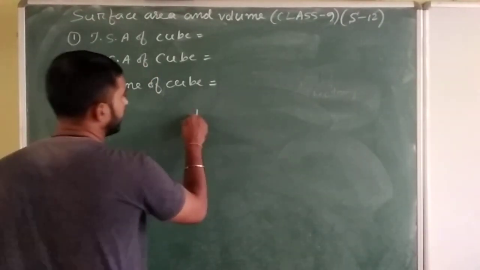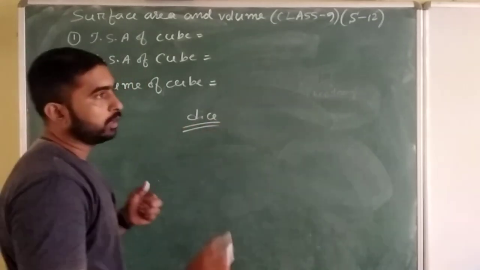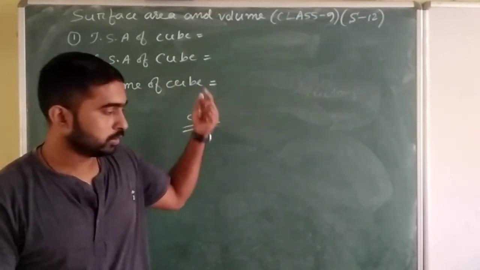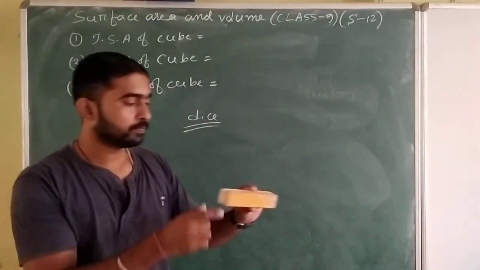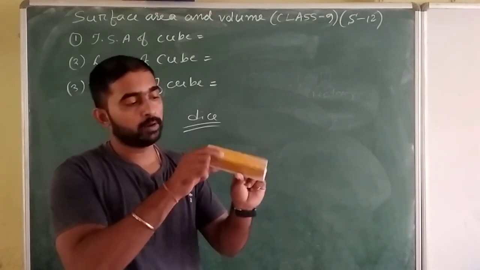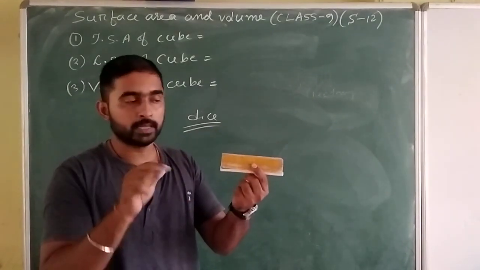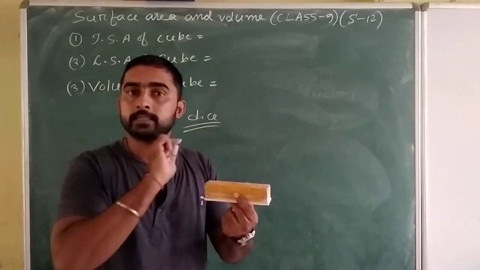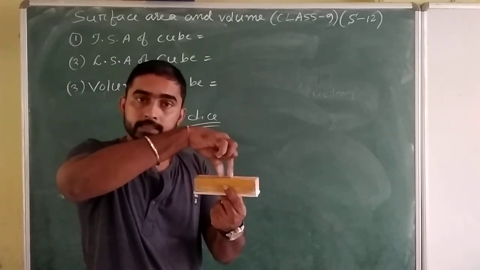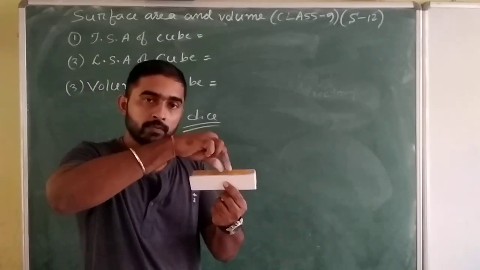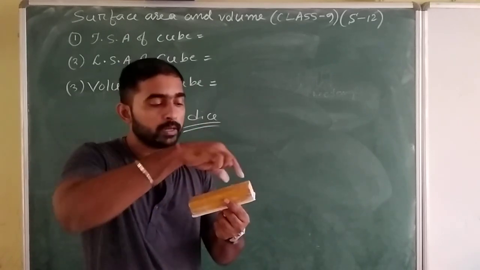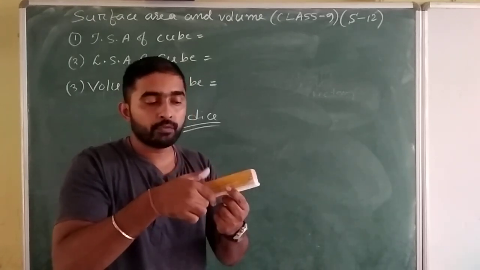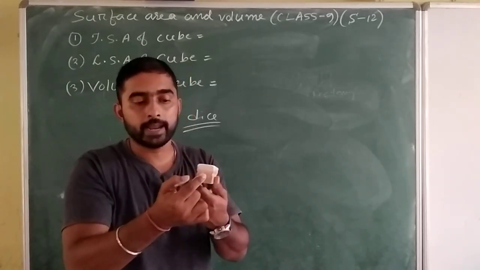A simple example of a cube is a dice. A cube is where all the sides are equal: length, breadth and height are all equal. Suppose this is a cube, where length, breadth and height are all the same. This is length, this is breadth. If both are the same, what is the area? Side into side, that is side square. So the area of this face is side square. Similarly, the area of this face is side square, because it is a cube. In a cube, all the sides are the same. So the area of this face, this face, this face, and this is the same.